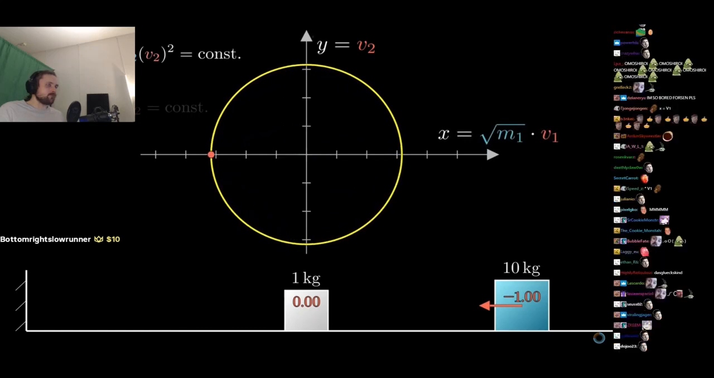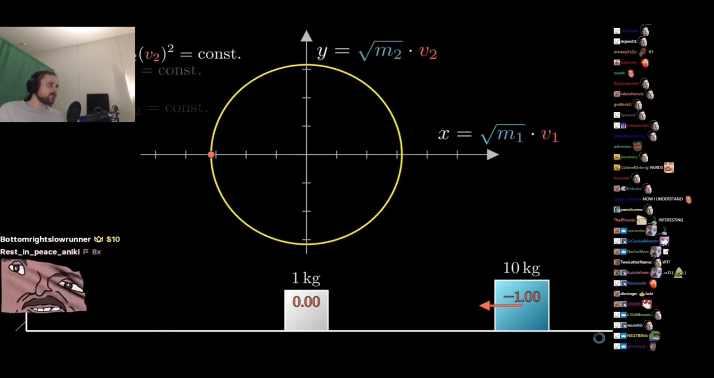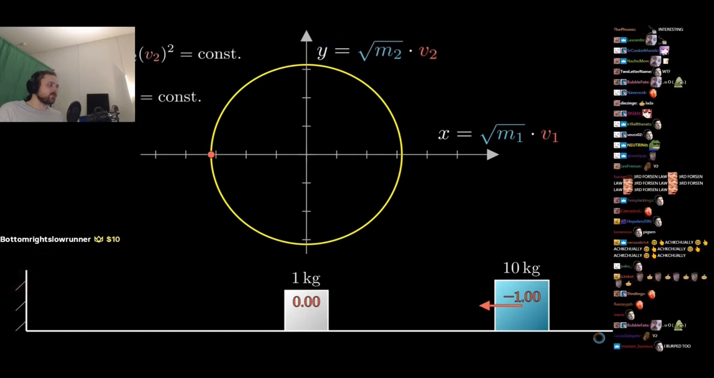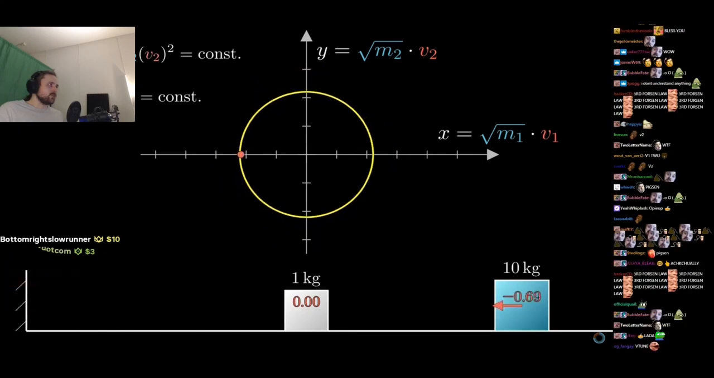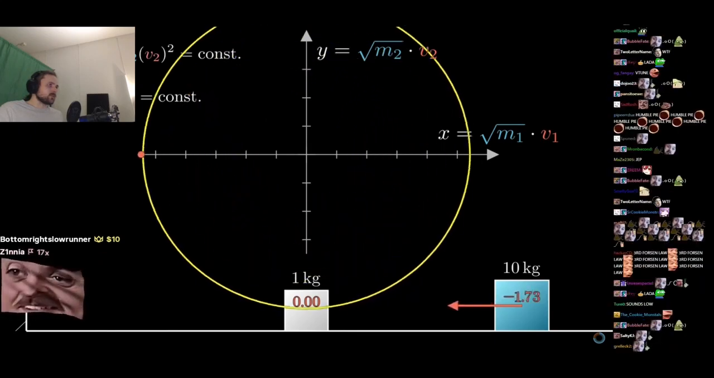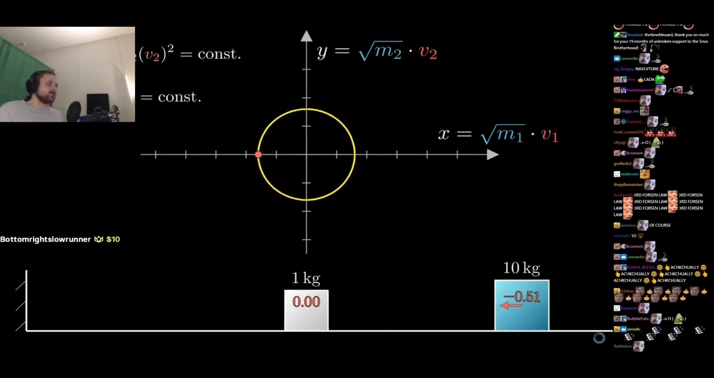Likewise, have the y-coordinate represent the square root of m2 times v2. That way, when you look at the conservation of energy equation, what it's saying is 1/2 x squared plus y squared equals some constant, which is the equation for a circle. Which specific circle depends on the total energy, but that actually doesn't matter for our problem.